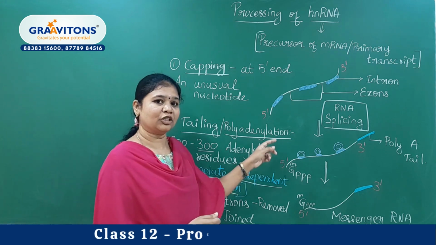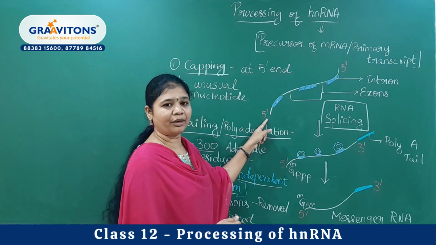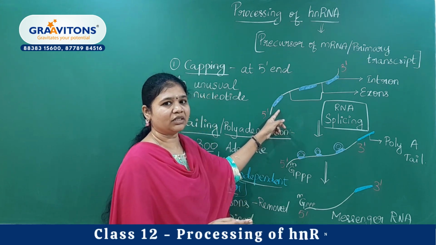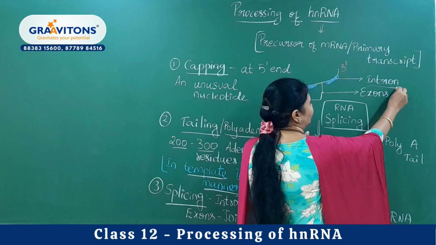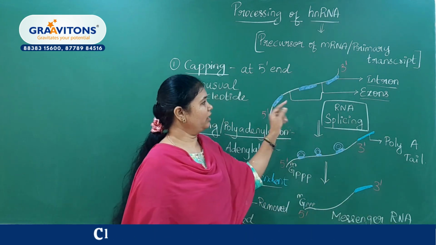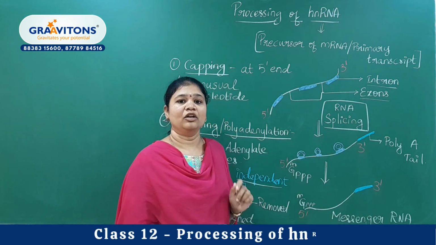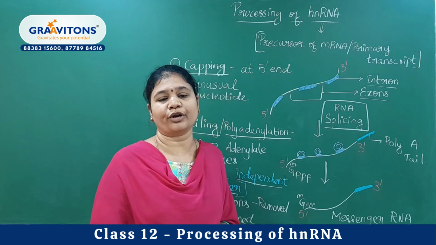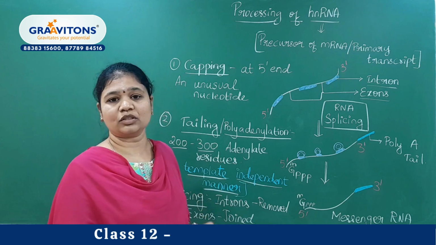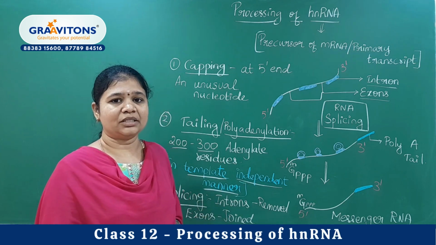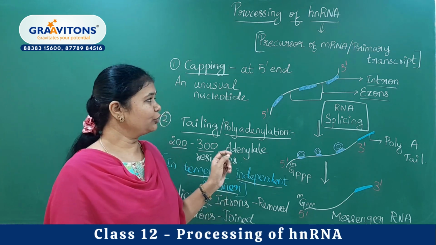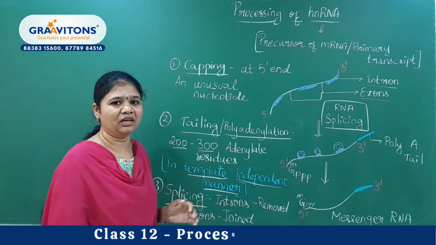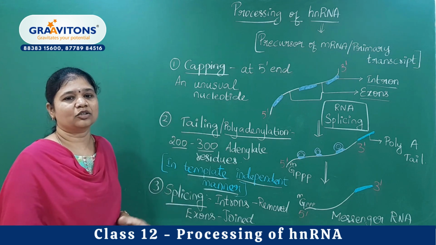So let us look at the structure of hnRNA first. We have the 5' end and 3' end, and in this hnRNA, two types of sequences are contained. One is introns and the other is exons. In introns, the sequences are non-coding. They are just intervening sequences. They are not going to code for any proteins. But exons are the coding sequences. So what happens in our mature RNA? We should not have introns, but exons should be present. All this processing is the topic today.